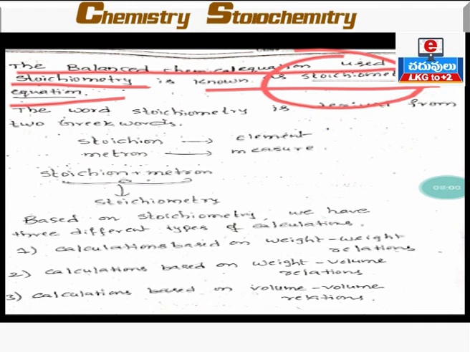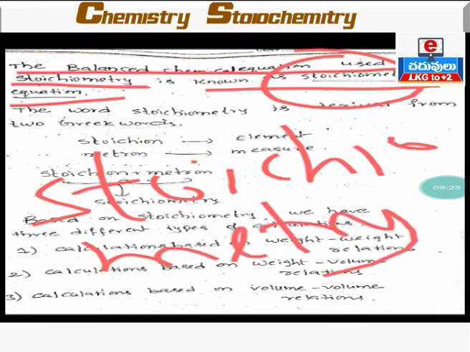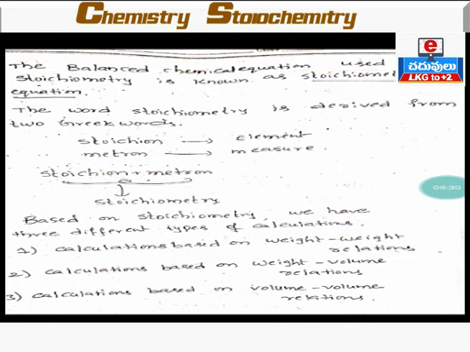What is the other name for a balanced chemical equation used in stoichiometry? Stoichiometric equation. Okay, clear? Now, the term stoichiometry, the spelling is most important. The word stoichiometry has been derived from two Greek words, stoichion.